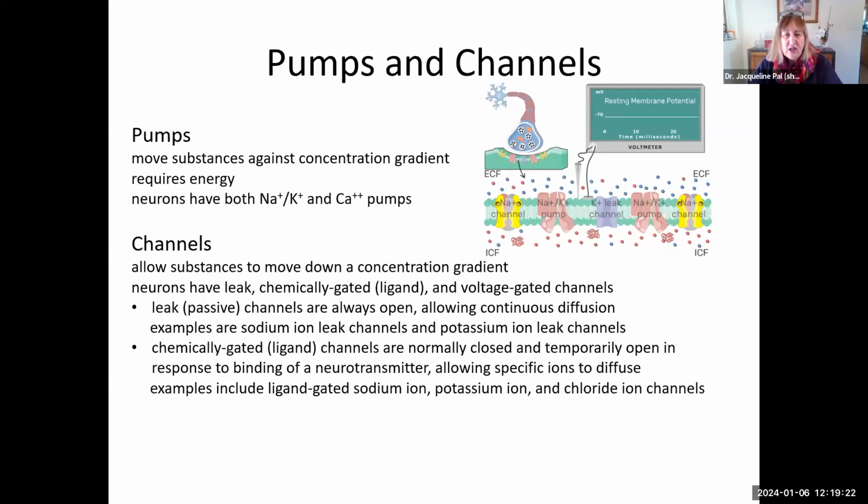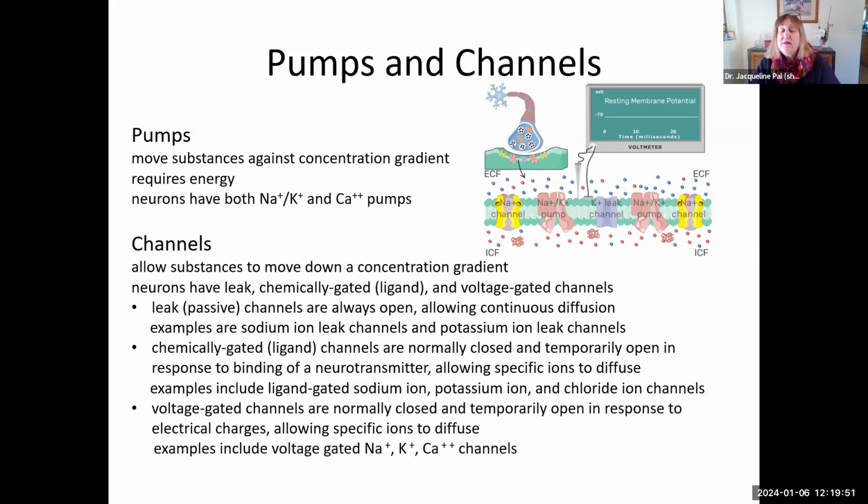As far as ligand channels, these are normally closed. And in response to the binding of a neurotransmitter, they will temporarily open, allowing their specific ions to diffuse. So we can have a ligand-gated sodium channel, we can have a ligand-gated potassium channel, and we can have a ligand-gated chloride channel. All three of those exist in the neuron.